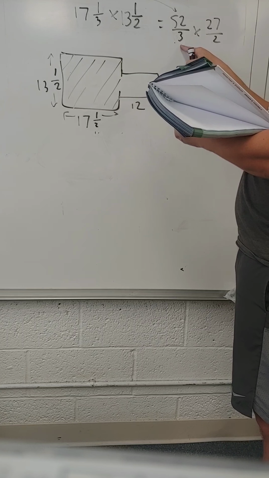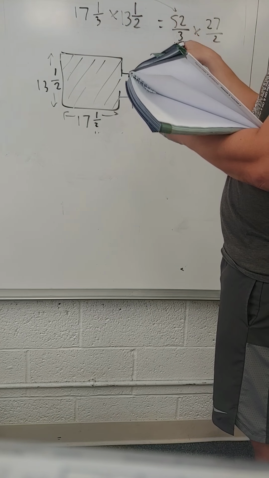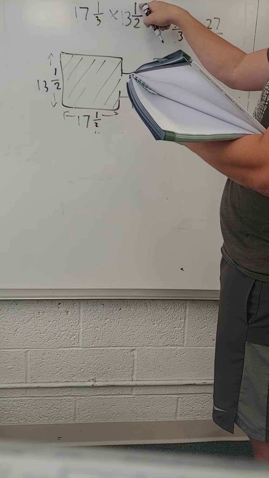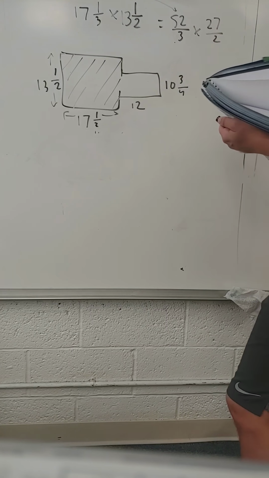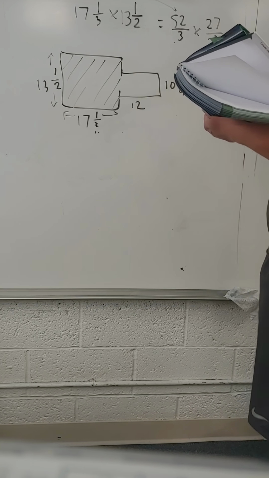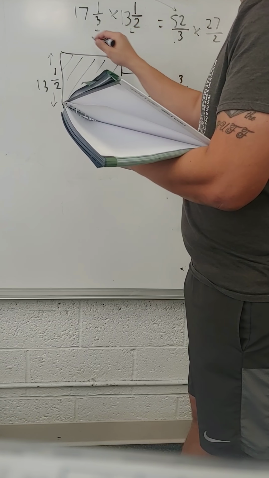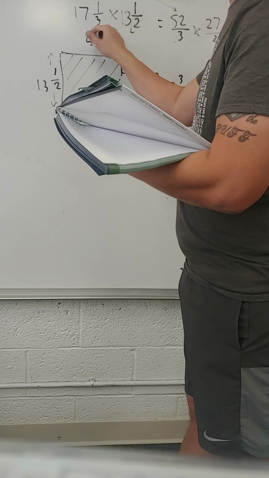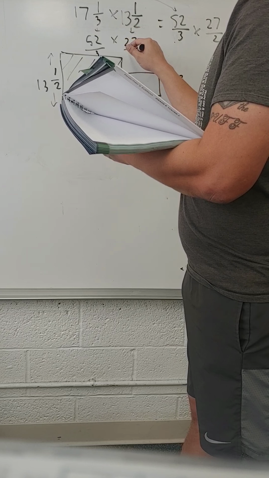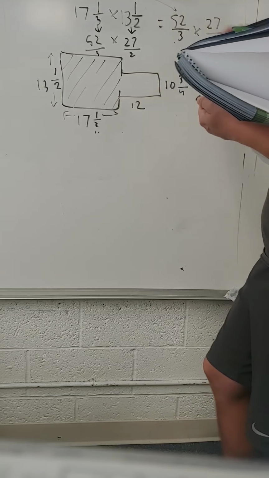So you have 52 over 3, because we did 17 times 3, plus 1, which gives you 52. Denominator stays the same. 13 1/2, 13 times 2 is 26, plus 1 is 27. We put it over 2. We're turning our mixed numbers to improper, so we can solve. How I prefer you to do this is you write going straight down. That way you don't get confused where these numbers come from. Right? We end up with 52 over 3 times 27 over 2. It's a lot easier to see than when you're writing this way.